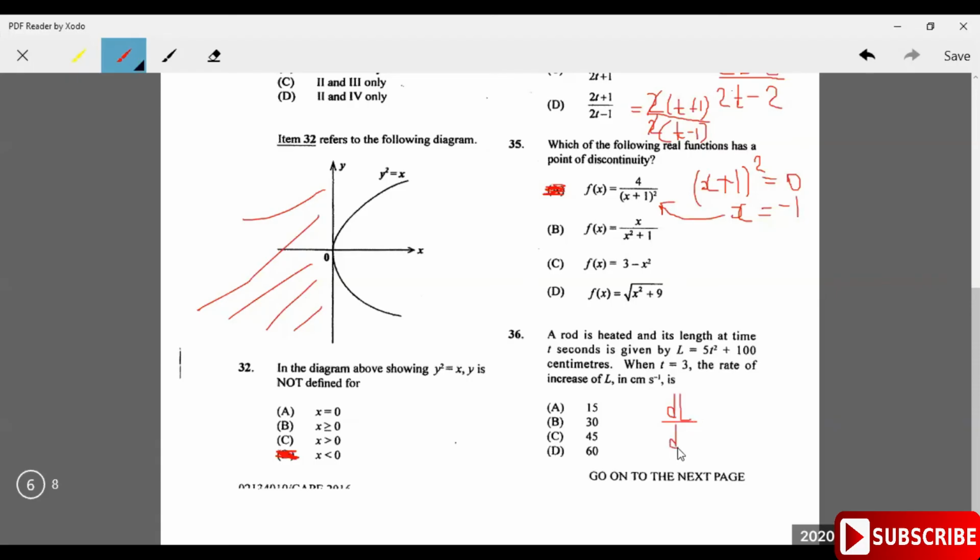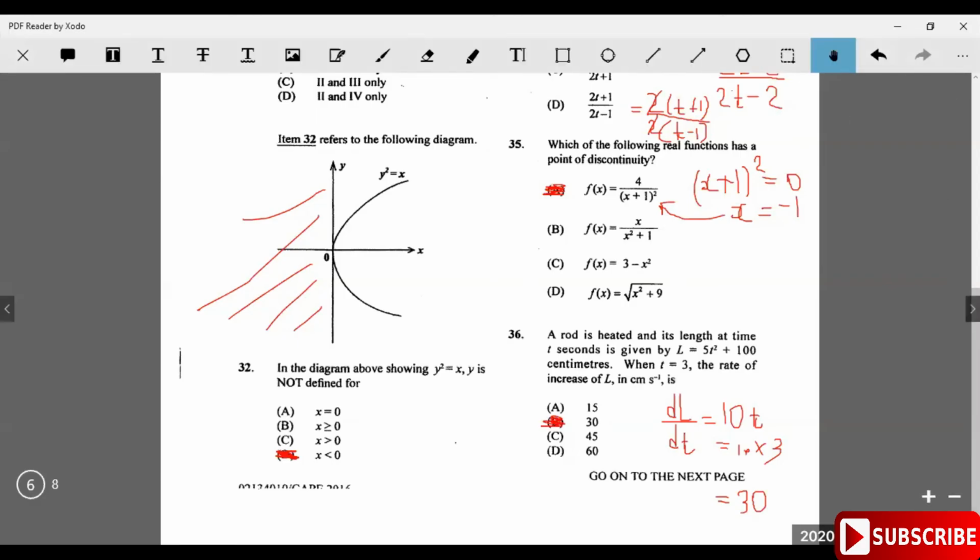So dL by dt is equal to, when we differentiate, we carry down the power, so we get 2 times 5 is 10, and we get 10t. And then they want it when t is equal to 3. So when t is equal to 3, we get 10 times 3, and 10 times 3 is equal to 30. That's the rate of increase, 30. The rate of decrease would be minus 30. So that's question 36. Easy and soft.